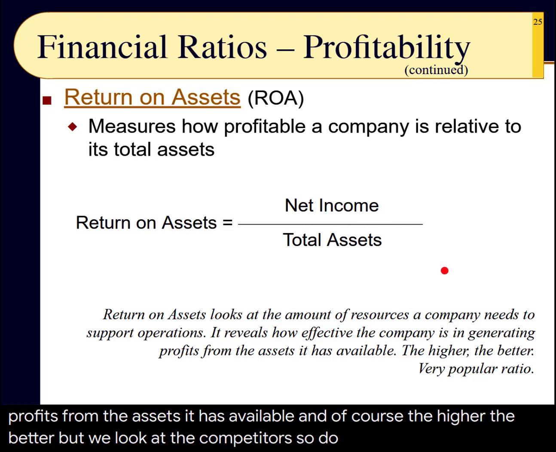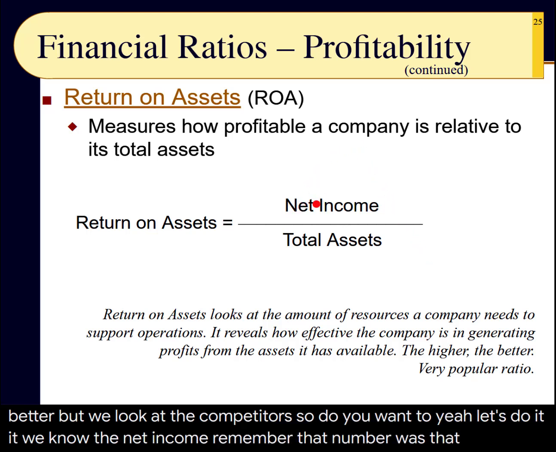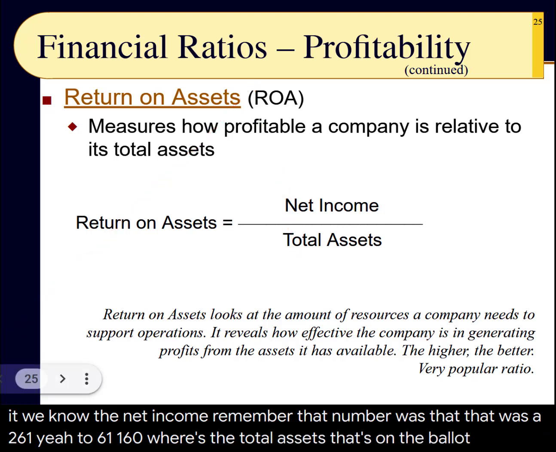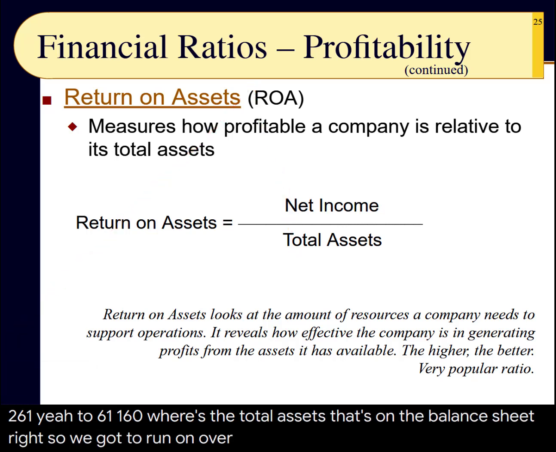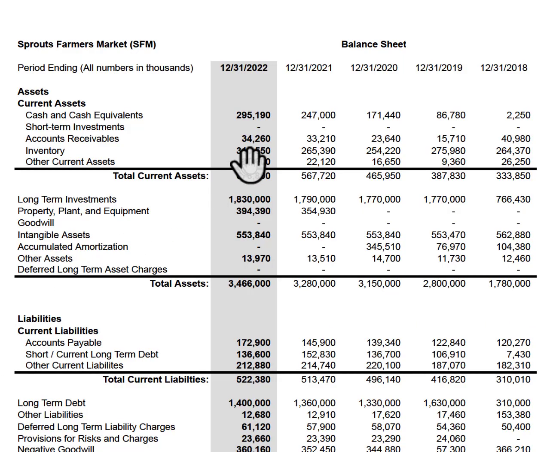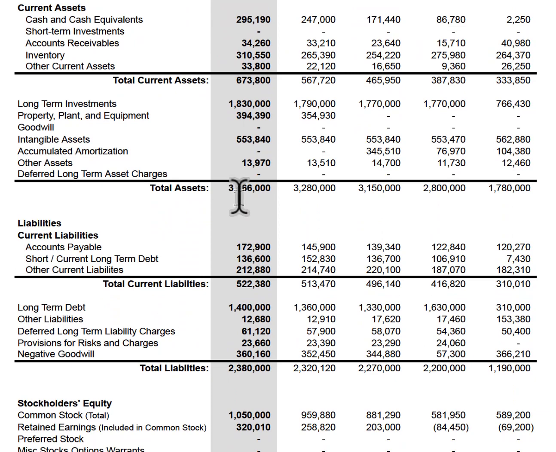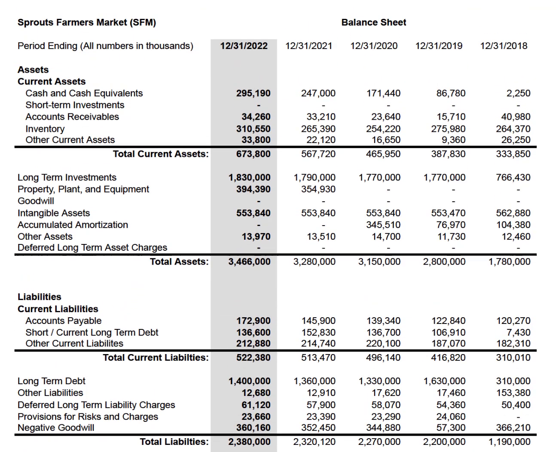So do you want to, yeah, let's do it. We know the net income. Remember that number, that was 261,160. But where are the total assets? That's on the balance sheet, right? So we've got to run on over. Let's go get the balance sheet. We run over to the balance sheet, and we see that the total assets are 3,466,000. So you've got that number, 3,466,000.